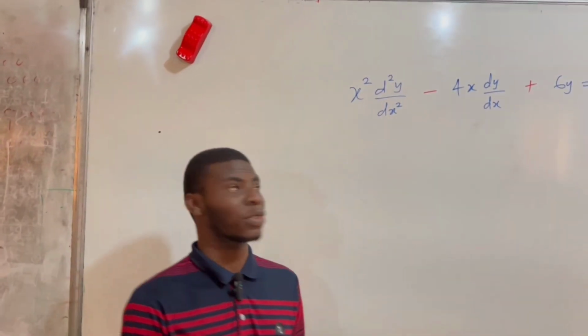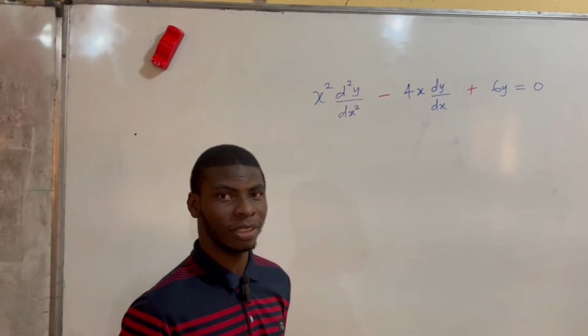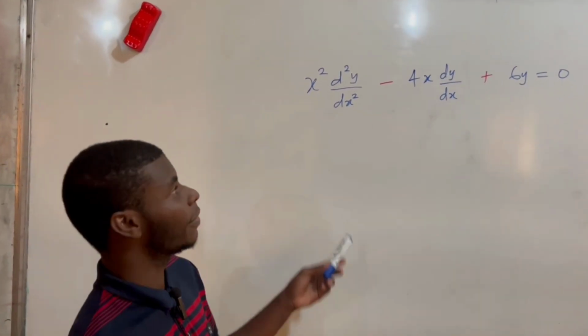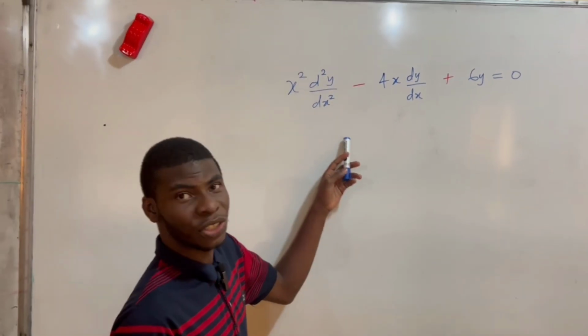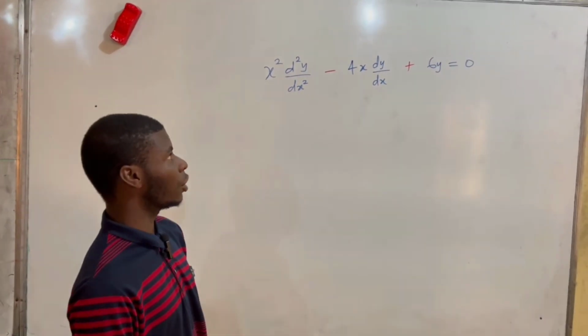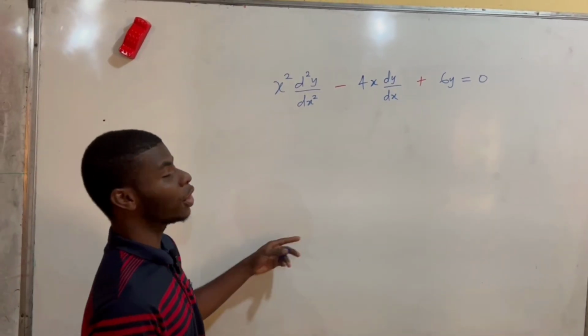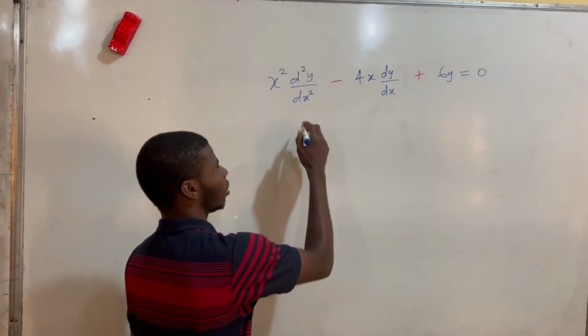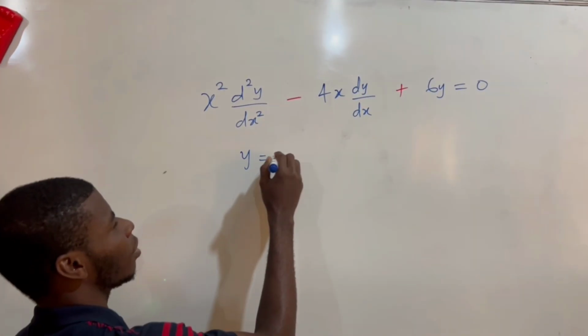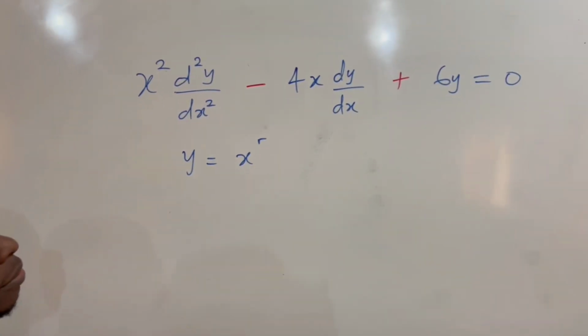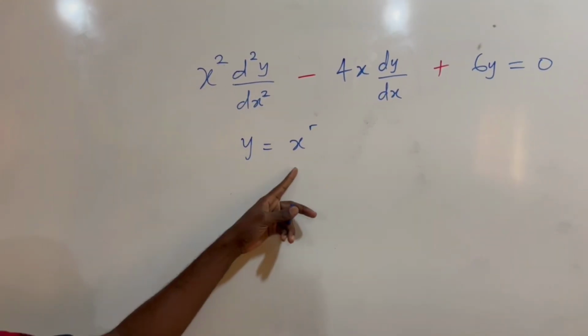Hello everyone, can you solve this differential equation? So this differential equation is the Cauchy Euler Differential Equation. And if you want to solve this type of equation, you need to assume that the solution is y equals x to the power of r. And why does this work?